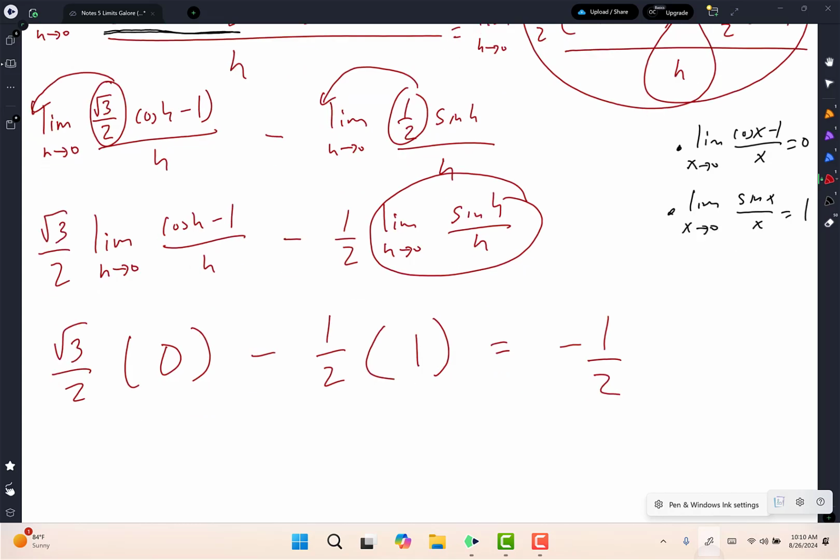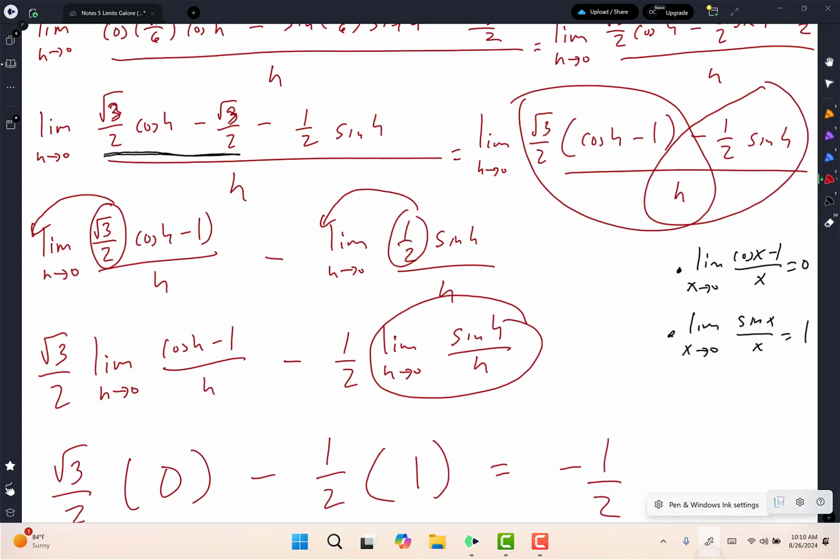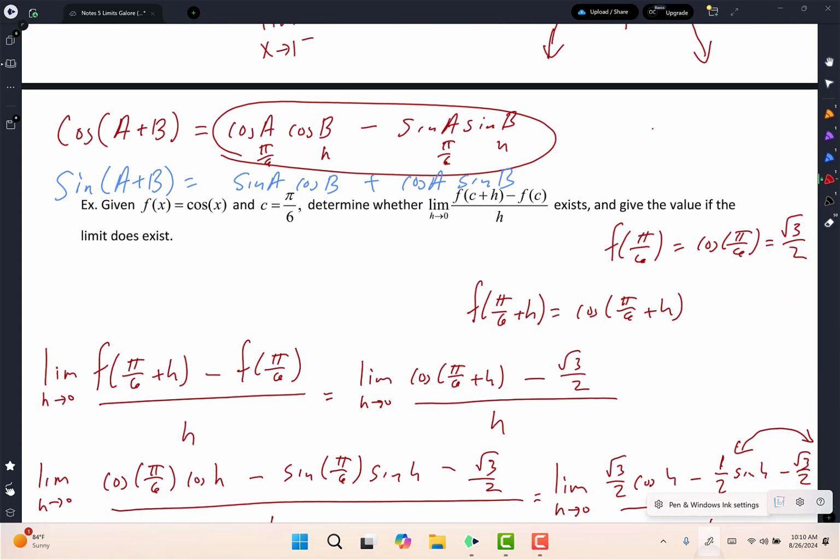Those are the only properties you'll need. I'll probably put it as a bonus.